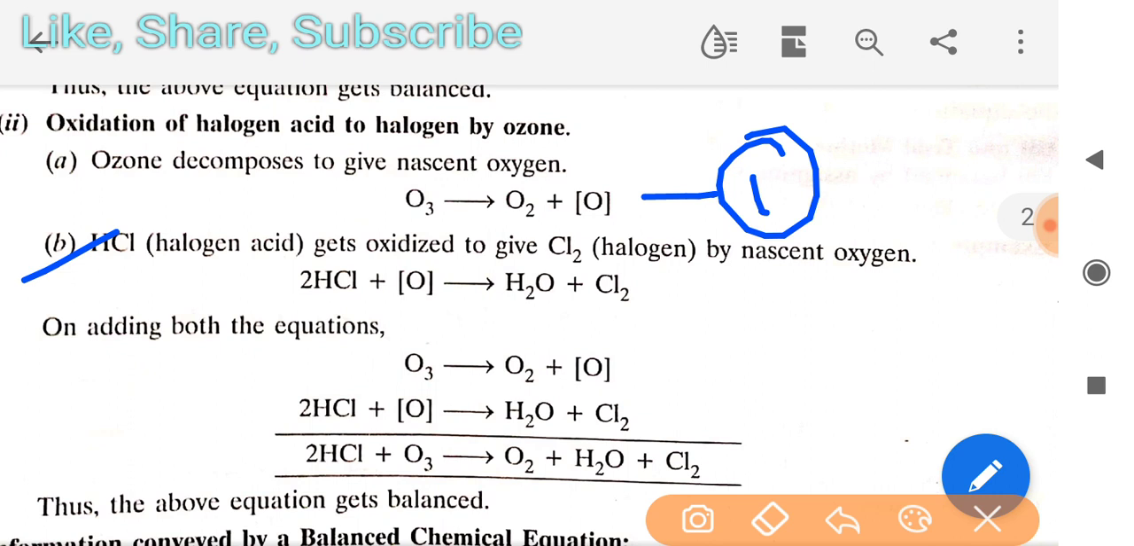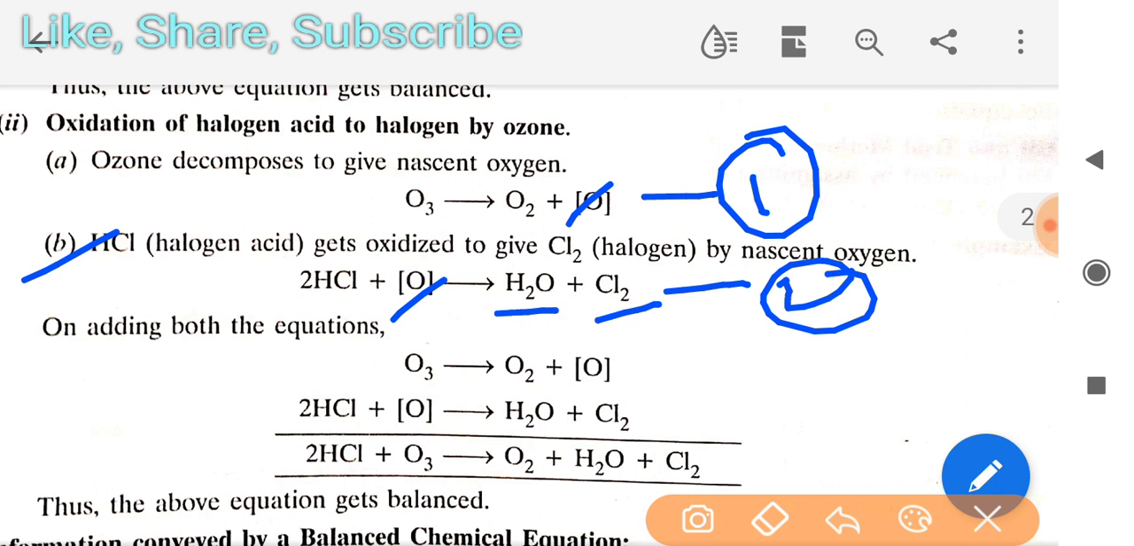HCl gets oxidized, meaning it gets one oxygen, so it forms water and Cl2. One Cl2 molecule will be given by it. Then we have to add the second equation. Now we can add both equations. Here there is no need to balance, because only one nascent oxygen is here, so it will be cancelled out.